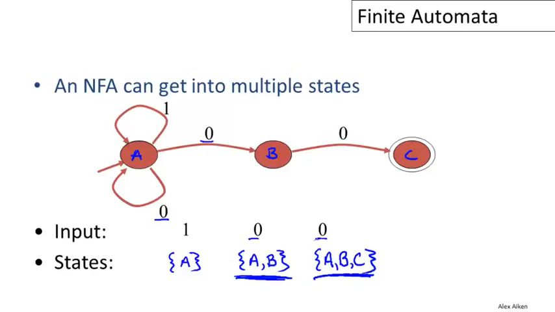In this case, after we read the last 0, we see that an accepting state C is in this set of possible states, and what that means is that there was some set of choices that the machine could make that would get it into a final state at the end of the input, and so the machine accepts this input. So if there's a final state in the final set of possible states, then the non-deterministic machine accepts.